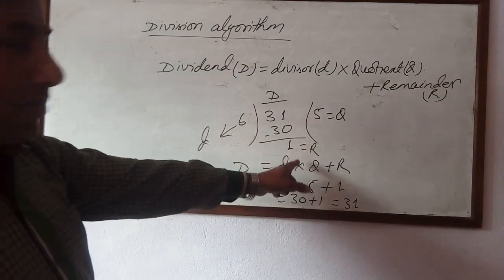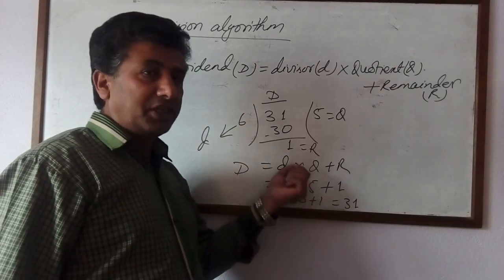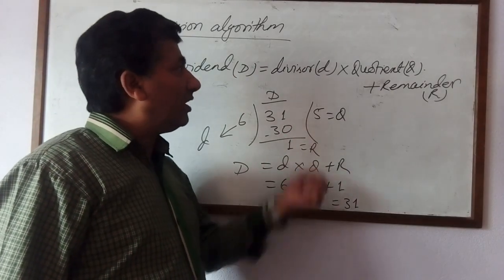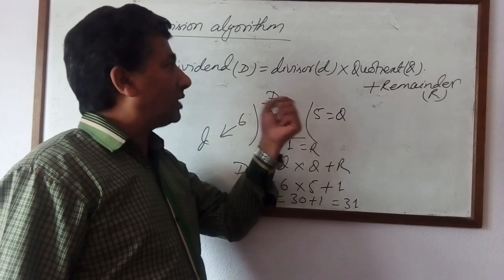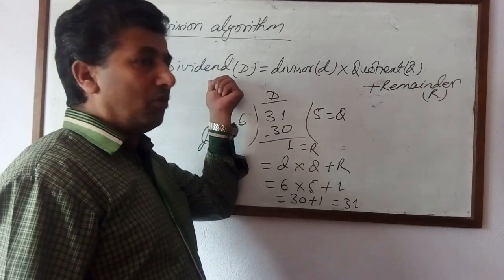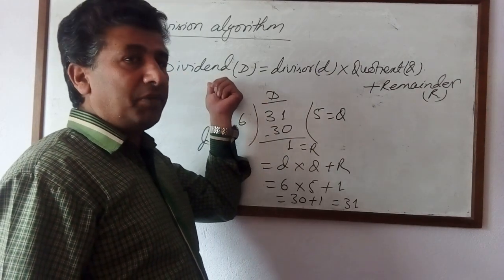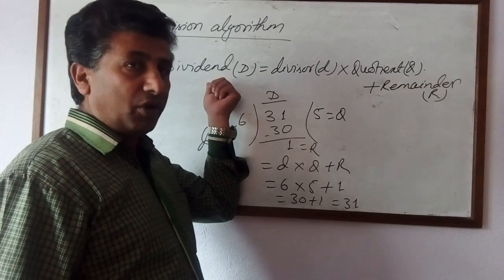Now I gave one example of a number. The same concept we can use in polynomials also. That's why when you divide a polynomial, in place of this dividend I'll take a polynomial.